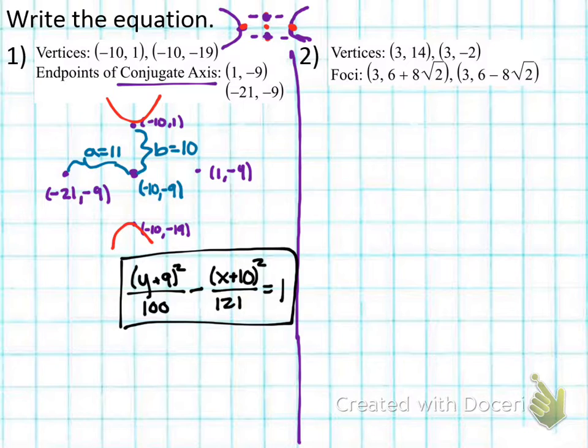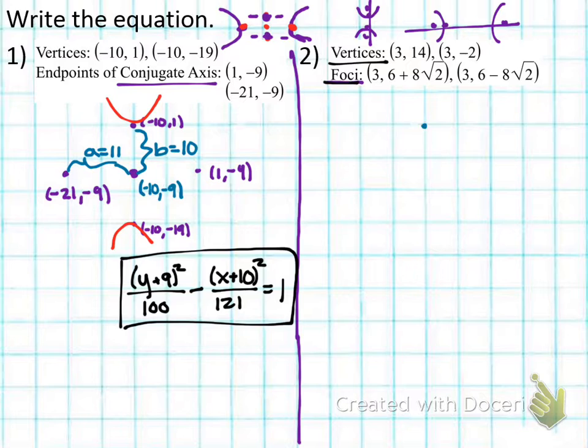Okay. And number 2 here, now instead of the endpoints, we're given the foci. Remember, if I have a hyperbola like this, the foci are going to be inside the curve, right? If I have a hyperbola like this, they're going to be inside the curve, okay? So the vertices and the foci are all going to be in a line. Okay, and then same thing would happen here. They'd be in a line this way. Alright, so let's sketch this situation.